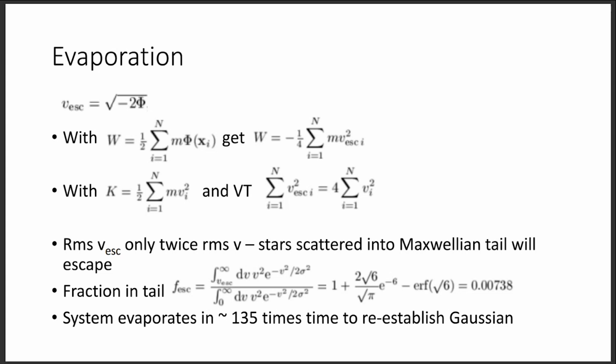If I take a population of particles which have a Maxwellian velocity distribution, 1 in 135 of those particles is moving faster than twice the RMS velocity, because that's what this says. It says the typical V escape, the RMS V escape, is twice the RMS random velocity. And if you work out what that means for a Maxwellian distribution, and ask who's got a velocity above their escape velocity, the answer is 1 particle in 135. So what does that mean? That means that the star cluster is going to evaporate.